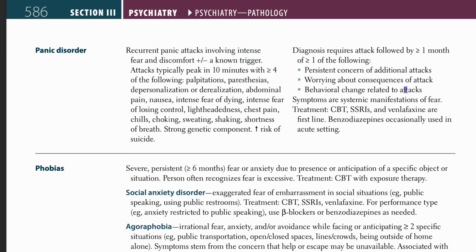Symptoms are systemic manifestations of fear. Treatment is CBT, SSRIs, and venlafaxine, which are first line. Benzodiazepines are occasionally used in the acute setting. Okay, so that's an important one, but normally it's these.